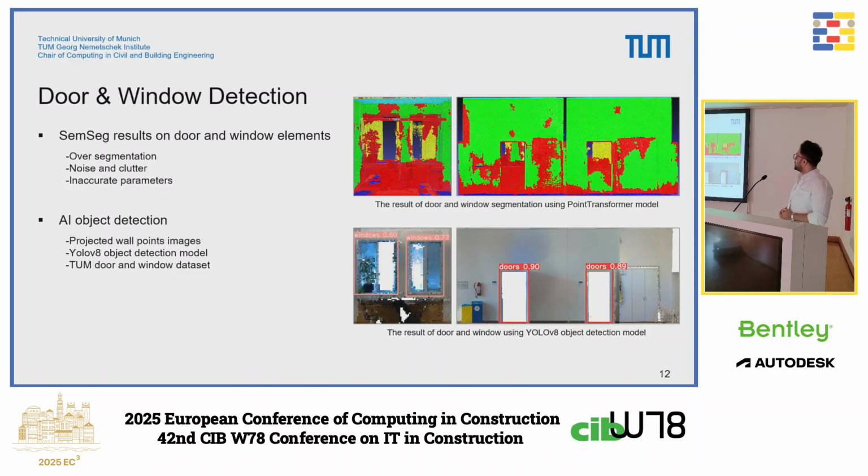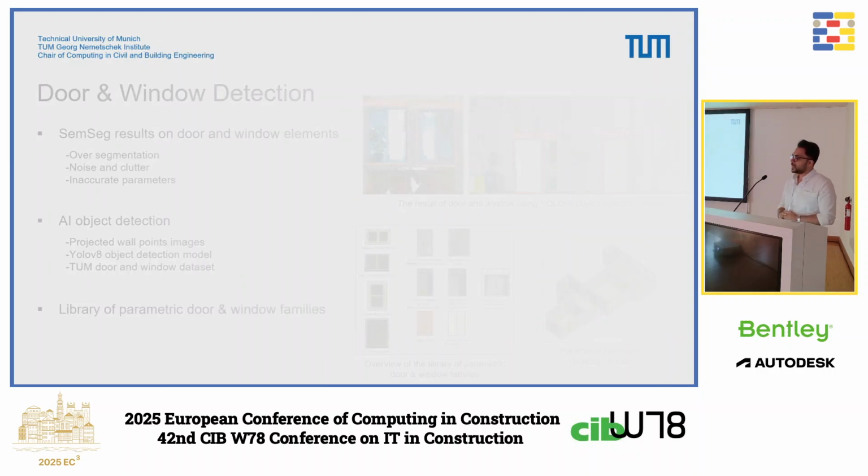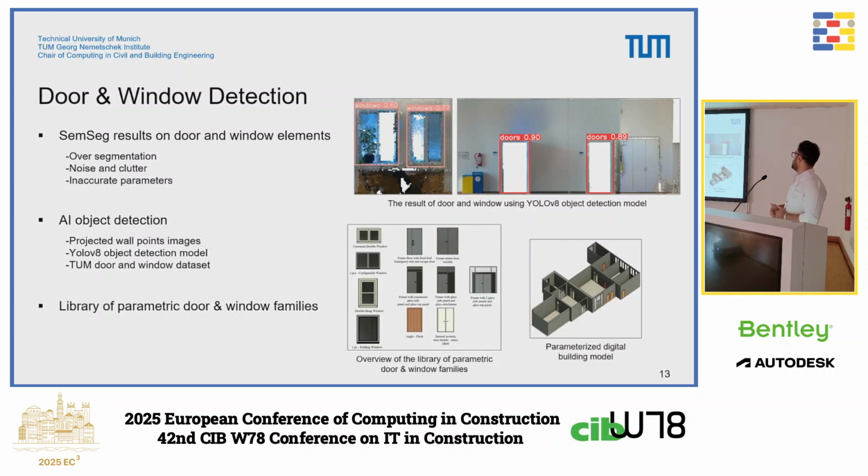What we have considered now is a post-processing step. We have gathered a library of parametric door and window families based on the BIM standard project. After detection of the door and window instances in the images, the closest model from the library of parametric door and window models is called, and the actual parameters are replaced with the detected bounding box dimensions. This step adjusts the error, and it also improves the integrity of the representation for the final digital building model.